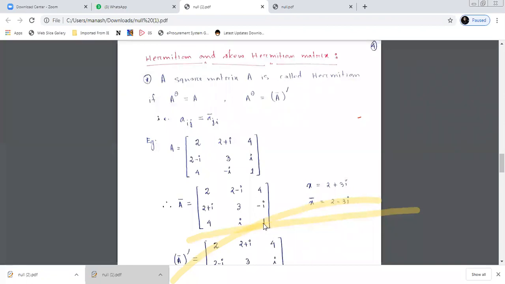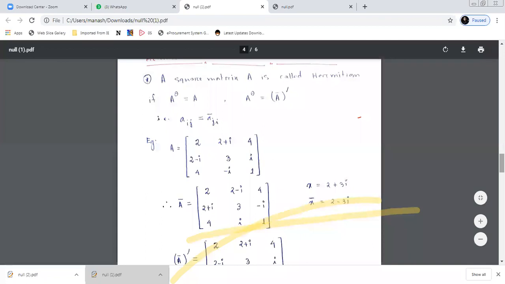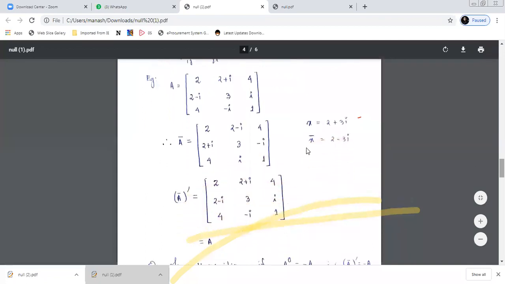And last one is what? 1. Okay. Now see, if we transpose this one, first row is what? 2 minus I, 4, it will become first column. Second row becomes second column. Again third row becomes third column.